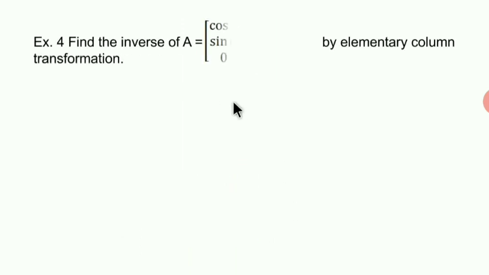Now the next example: find the inverse of matrix A. Here it is a 3 by 3 matrix, cos theta, minus sin theta, 0; sin theta, cos theta, 0; 0, 0, 1, by elementary column transformation. Here we have to use the column transformation to find A inverse.